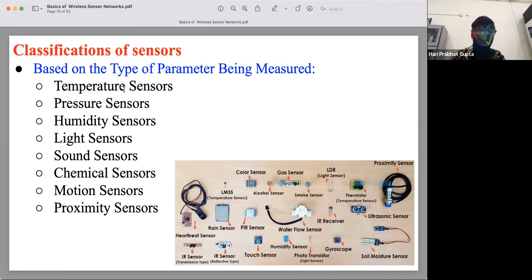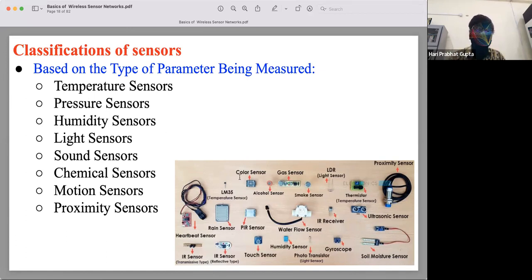So this is another class of classification, and these are some pictures of the sensors. This is the smoke sensor because it detects smoke. The alcohol sensor detects alcohol. This is the touch sensor. So based on their application, we can name the sensor. Then we can say yes, these are the classifications of the sensors.